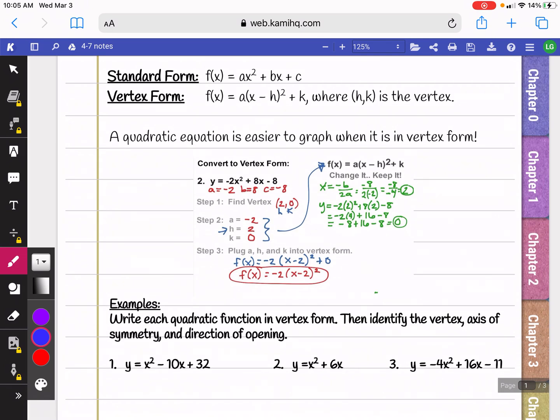Now, here I have an example of how to convert it. Your first step is to find that vertex using the formula negative b over 2a, which we used before. Once you get your vertex, you already know your a, your h, and your k, because your h and your k are the x and y values from your vertex. From there, you'll plug a, h, and k into the formula for vertex form. Now, if you notice in the formula, it has a minus h and a plus k. So basically, whatever your h is, you're going to change it. Like if it's positive, you'll write a negative. If it's negative, you'll write a positive. Whatever your k is, you'll keep it.